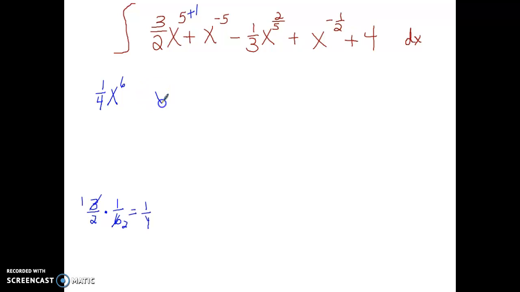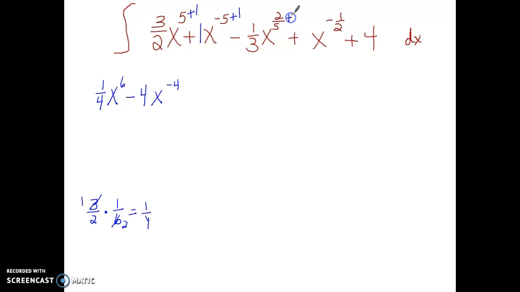My next term, I originally have a -5 for my exponent. I need to add 1, so that becomes -4. And then I take my coefficient out front, which is 1, divided by -4, and that's a -4.